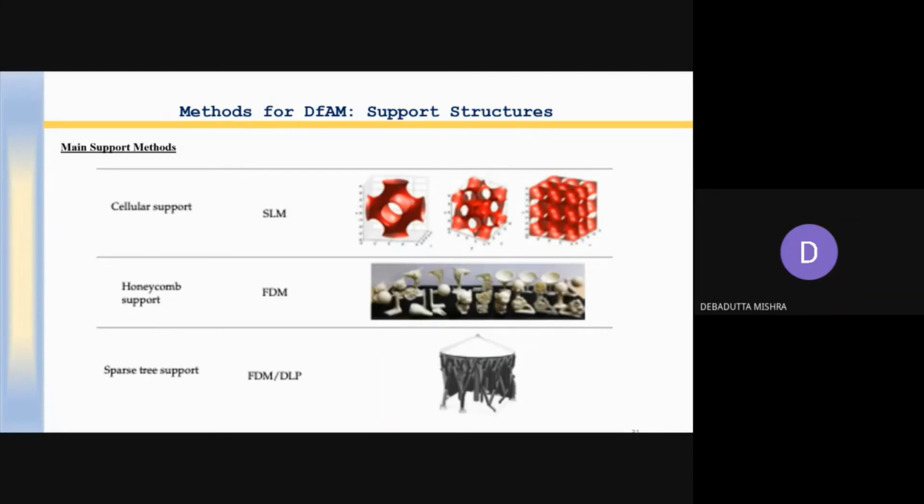Another one, this cellular support. This is for selective laser melting. This is the structure. For FDM, you can use the honeycomb support. Okay. This is another type of support, the sparsity support. This is for FDM or DLP, digital light processing.